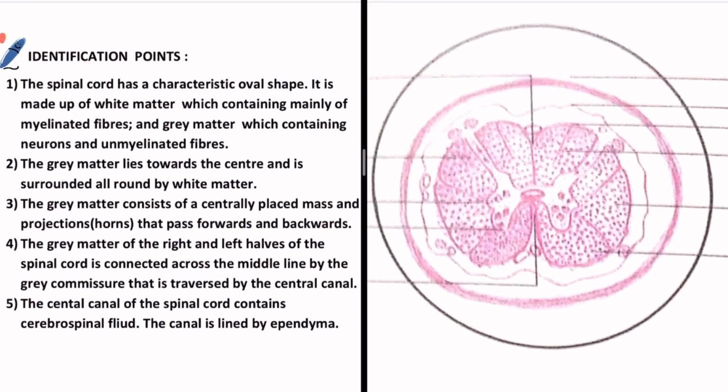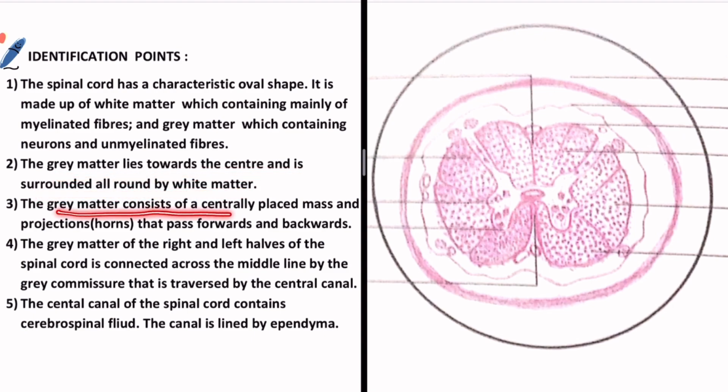Identification points. The spinal cord has a characteristic oval shape. It is made up of white matter containing mainly myelinated fibers, and grey matter containing neurons and unmyelinated fibers. So this is the grey matter mostly containing the unmyelinated fibers, and white matter contains the myelinated fibers. The grey matter lies towards the center and is surrounded all around by white matter.